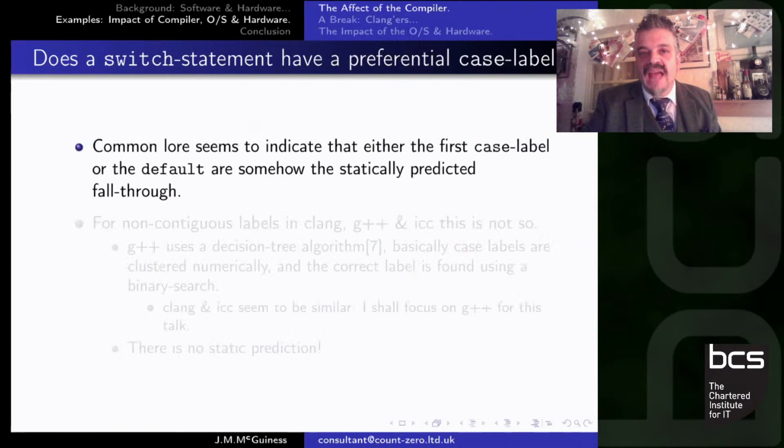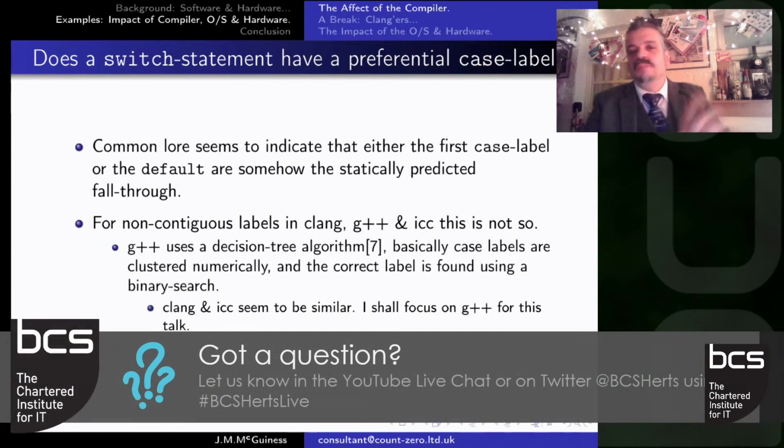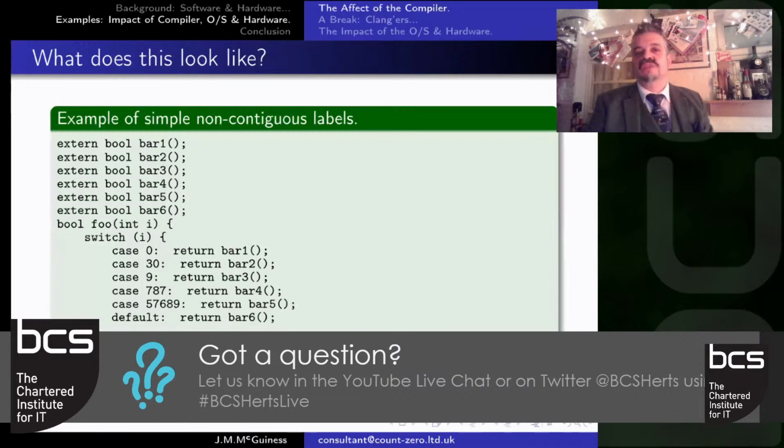Right, so let's skip ahead and look at case statements. Sorry, switch statements and case labels. Common law seems to indicate that there is a case label, or the default, the first one, that may somehow be statically predicted as a fall through. This is not true. There's a complex algorithm used in GCC. You can look at that later, but there's no static prediction.